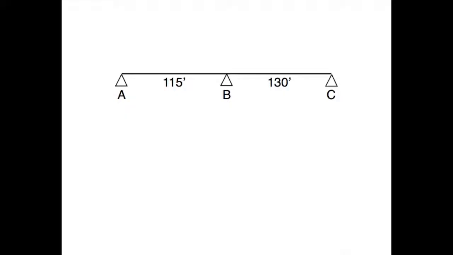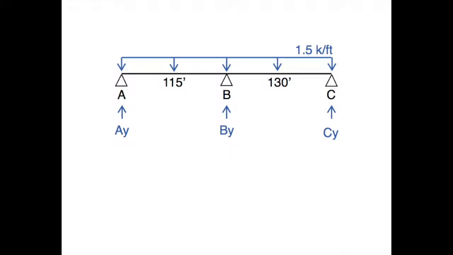We can simplify this structure by analyzing the girder as a continuous beam with pin connections at points A, B, and C. The self-weight of the girder and the concrete bridge deck is demonstrated by a uniformly distributed load of 1.5 kips per foot. By visual analysis, we can classify our structure to be statically indeterminate.